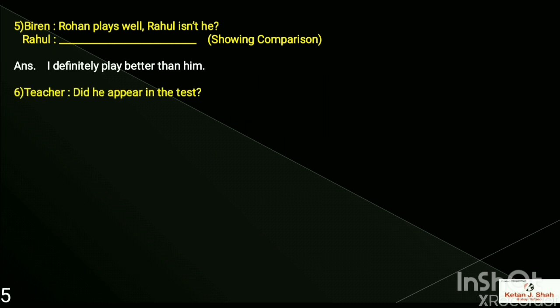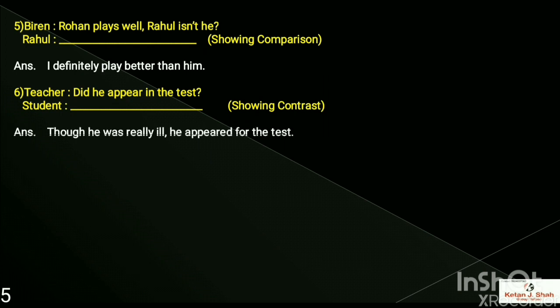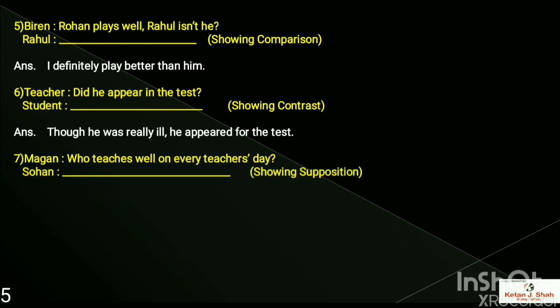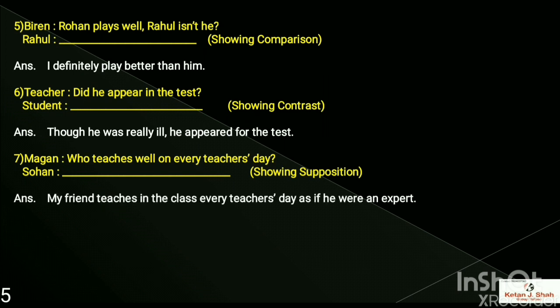Now the sixth one. Teacher: did he appear in the test? Student: dash dash dash, showing contrast. Answer: though he was really ill, he appeared for the test. This is also a correlation type. Magan: who teaches well on every teacher's day? Sohan: dash dash dash, showing supposition. So he will suggest or give an answer or a result in this sentence. My friend teaches in the class every teacher's day as if he were an expert.